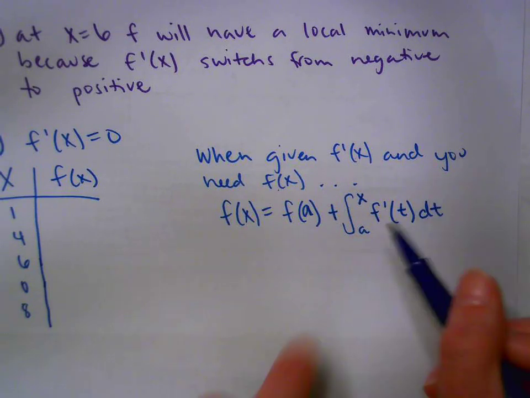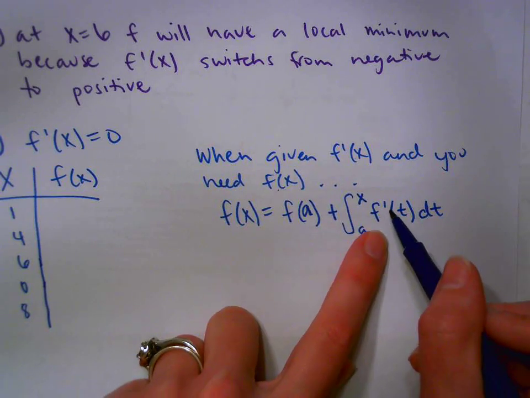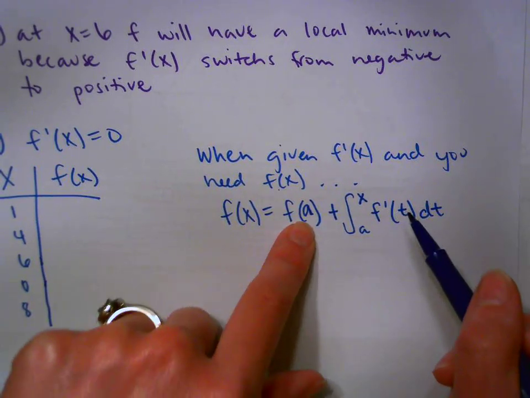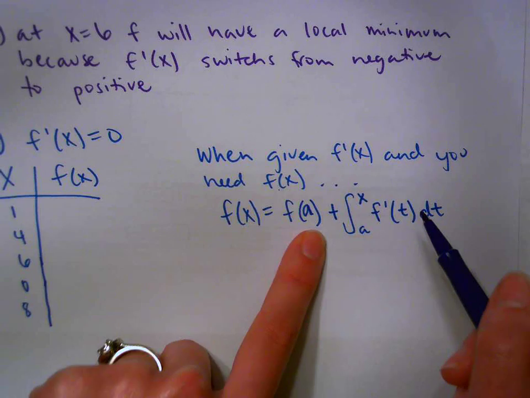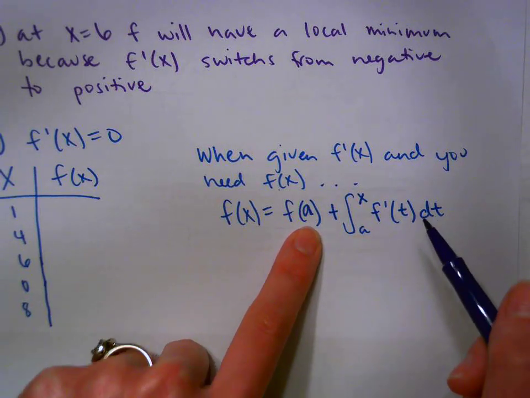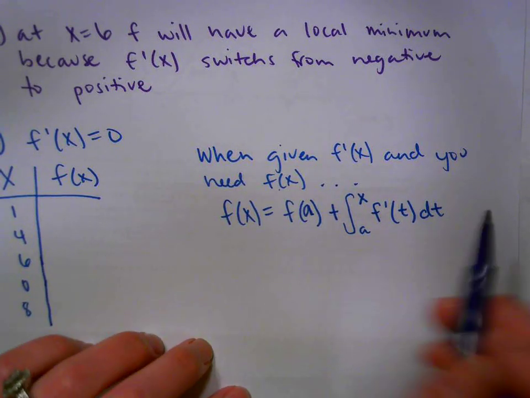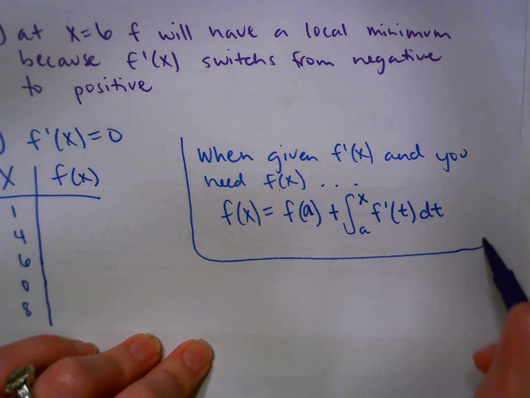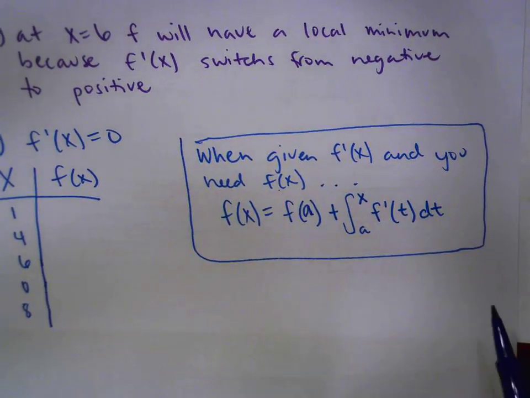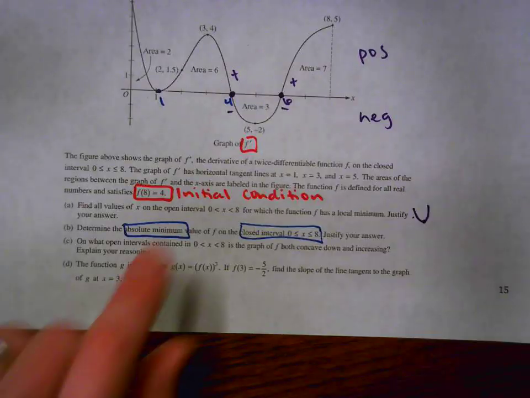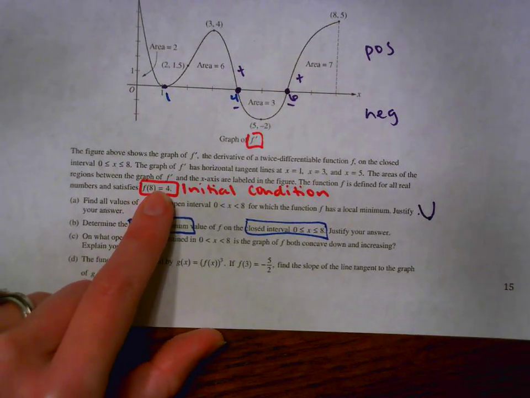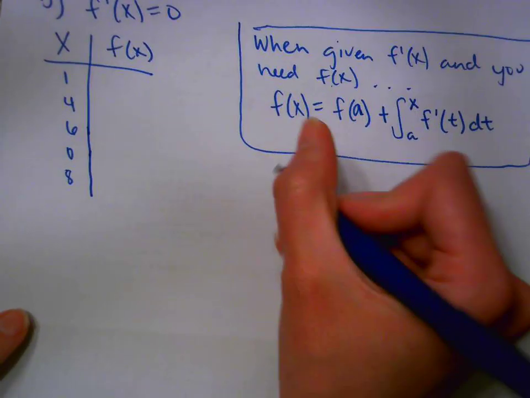So we just integrated to go backwards from f prime to f, but you have to add that initial condition. If you forget that initial condition, it's going to be wrong. So this is something you need to memorize. So why did we highlight this initial condition? We're going to use it to come up with our f of x.